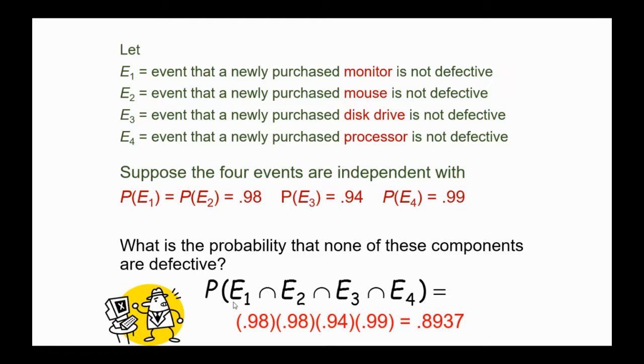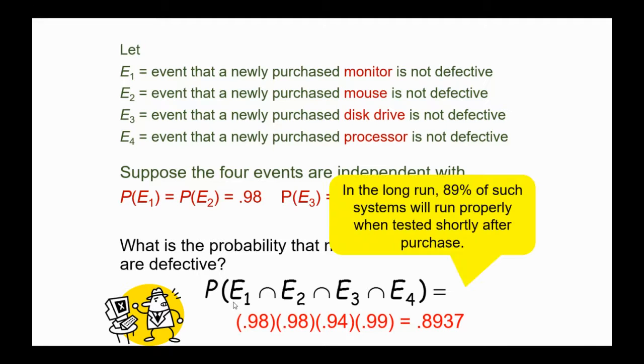Okay. So in the long run, 89% of our systems will run properly when tested shortly after purchase. So that's how we would interpret that result. 89% of our systems will run properly when tested shortly after purchase.